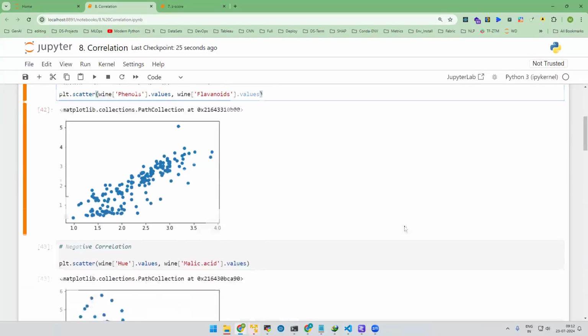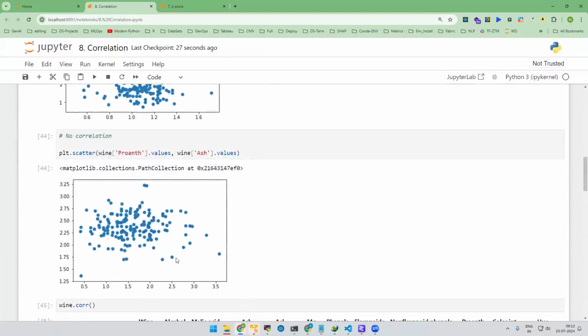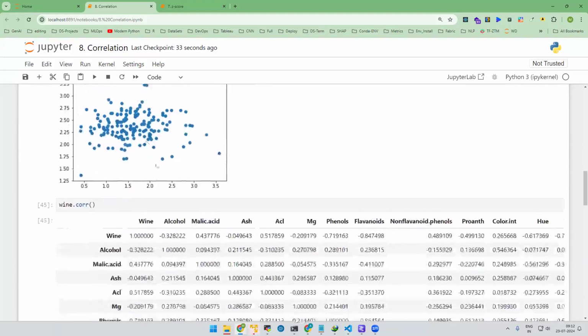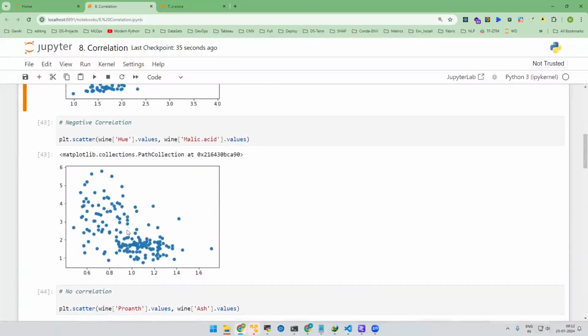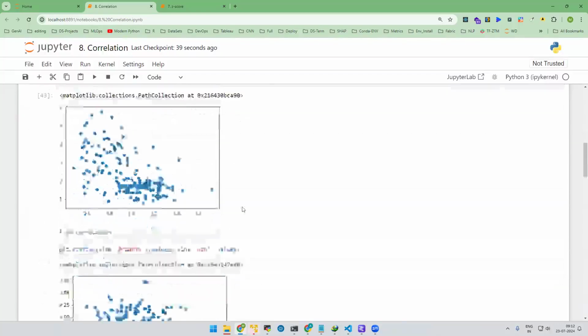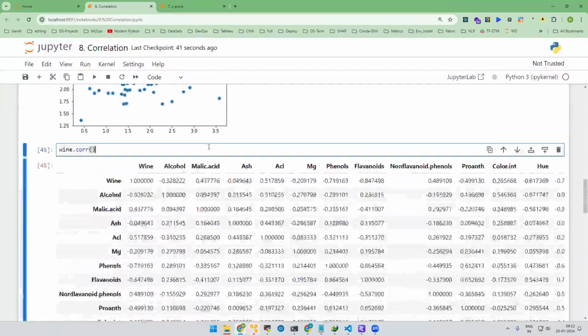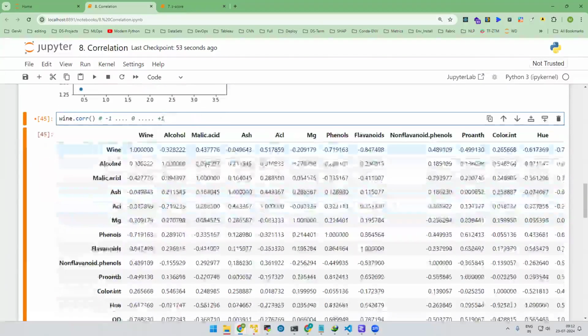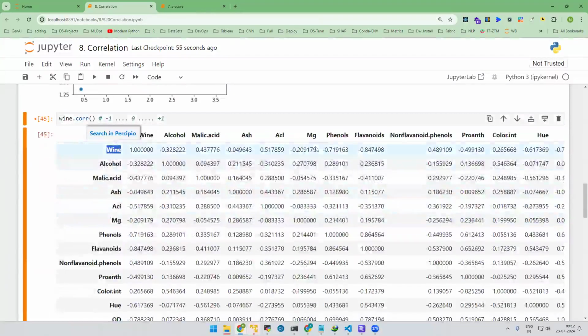This is positive correlation. This one is completely scattered out, so there is no upward or downward trend. It is neutral, so in this case it's going to be around 0. Whereas in this case, it's going to be -1, and in this case it's going to be +1. So usually correlation is going to be between -1, 0, and +1, right?